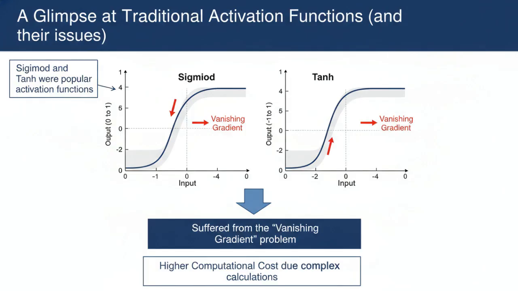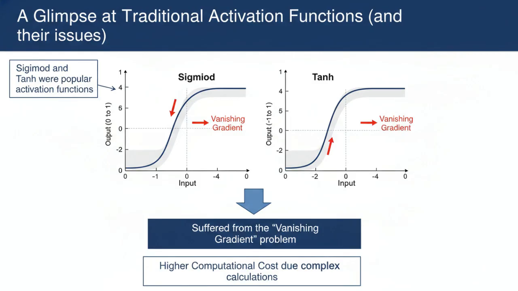Before ReLU's prominence, activation functions like sigmoid and tanh were widely used. The sigmoid function squashes outputs between 0 and 1, making it suitable for binary classification. Tanh, or hyperbolic tangent, similarly squashes outputs, but between -1 and 1. While they introduced nonlinearity, they suffered from a significant drawback, the vanishing gradient problem.